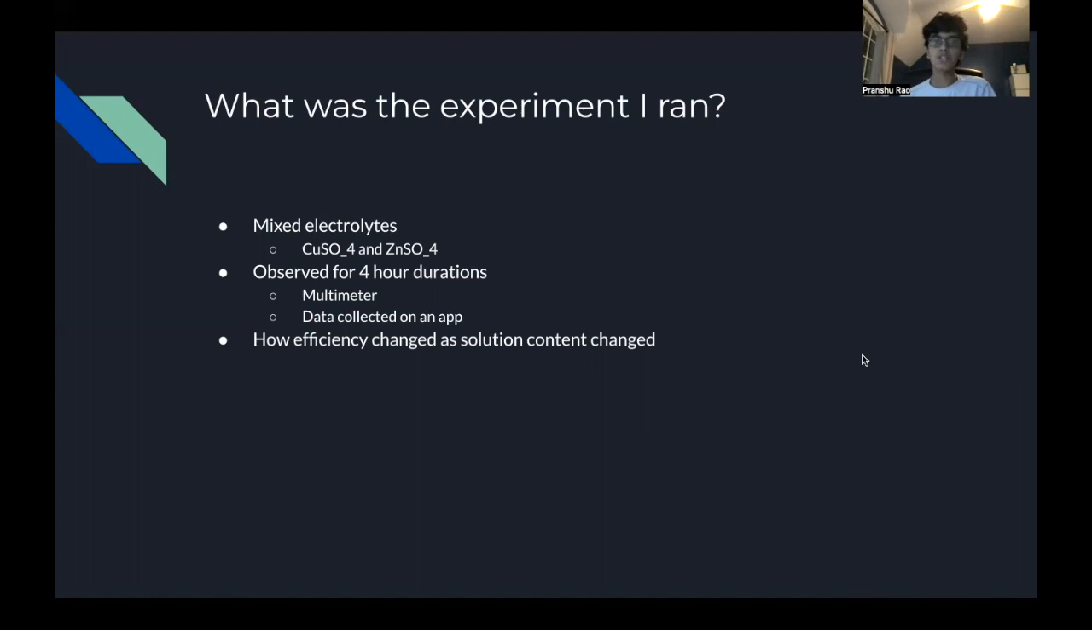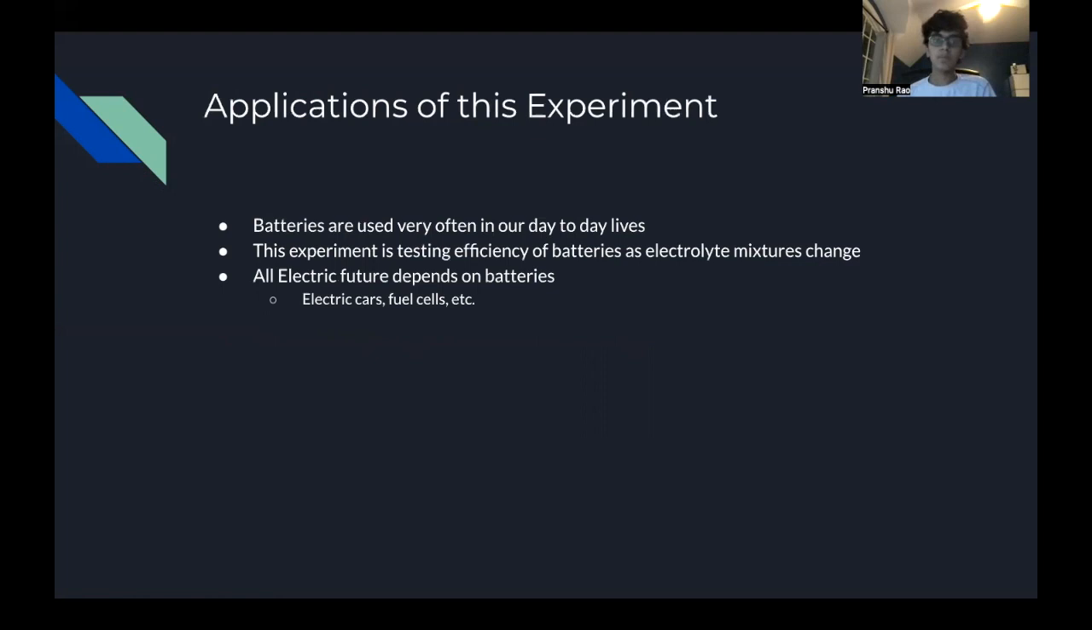The applications of this experiment are that batteries are used very often in our day-to-day lives. The experiment was testing the efficiency of batteries as electrolyte mixtures change. And since all electric future depends on batteries, as we will be running on electric cars, we will need a lot of fuel cells. This experiment is very important to see how galvanic cells in particular can be used and how we can get the most efficient galvanic cells in terms of electrolyte mixtures.